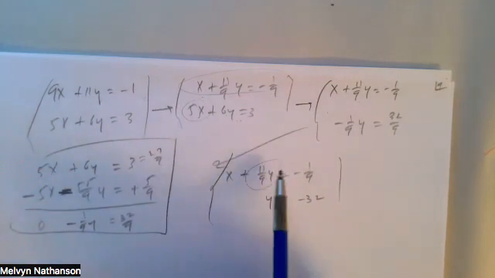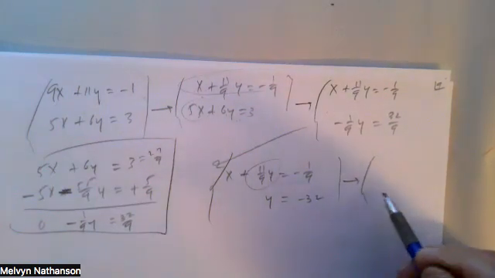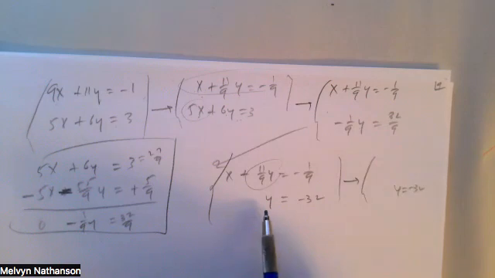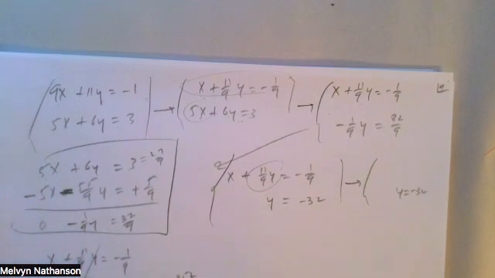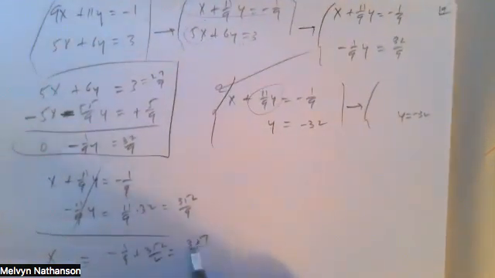I want to eliminate the y in the first equation. So I leave my second equation alone, but I add minus 11/9y to the first equation. So I have x plus 11/9y equals minus 1/9. If I multiply this equation by minus 11/9, I get 11/9 times 32, which I think is 352/9. If I add, these cancel, I get x equals minus 1/9 plus 352/9, which is 351/9.